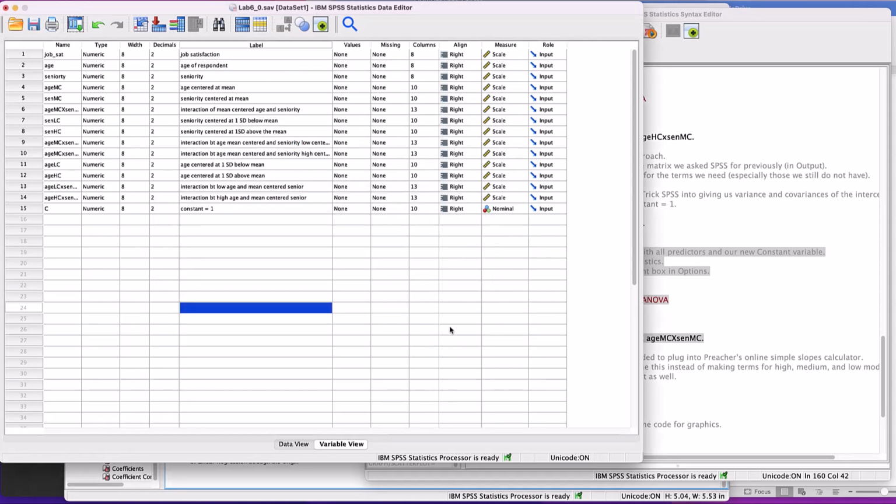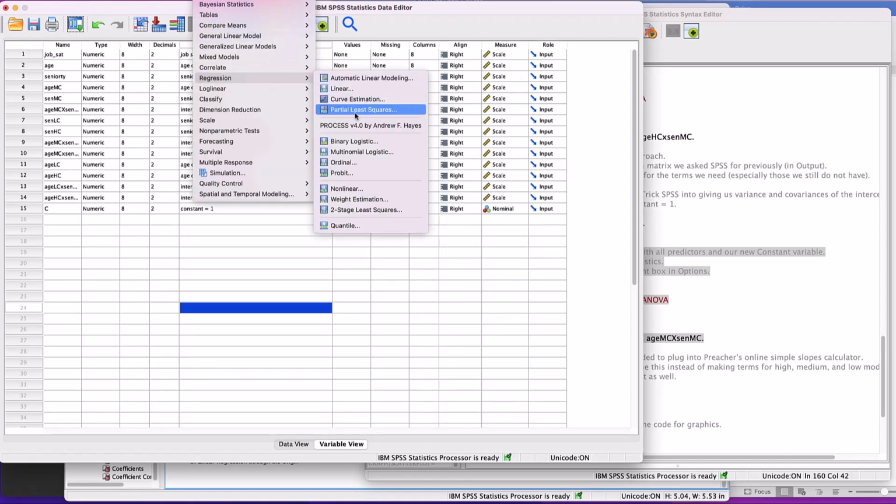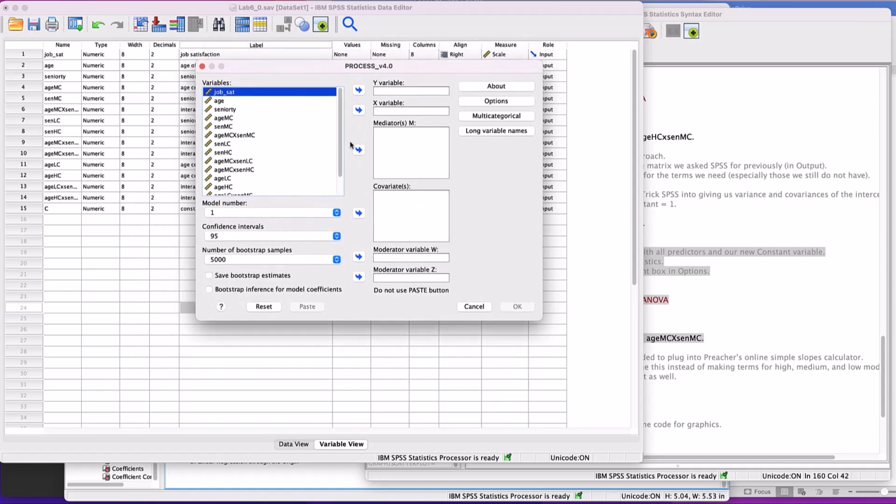And what you're going to see as a change is when you go to Analyze and Regression, now you have this item that says Process 4.0. That's what that gives you. So I'm going to go ahead and open that, and here I have my dialog box. I can put job sat as my dependent variable, and the X variable is age, that's my focal predictor, and my moderator is seniority. Moderator right here on W.